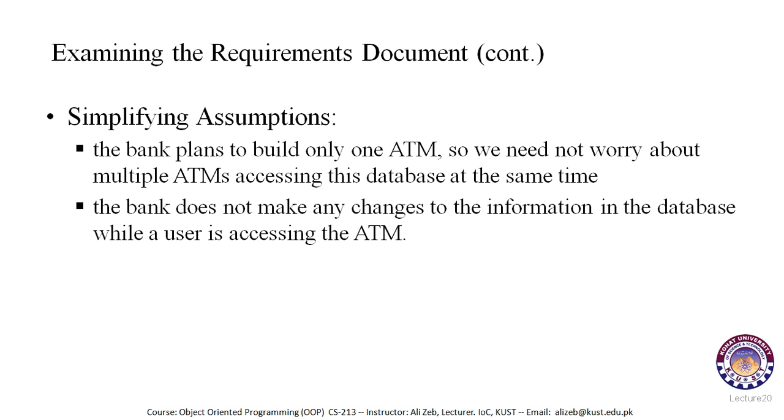Now, there can be issues, and those issues can be covered, for example, in concurrency. But since we are not studying databases and we are not trying to implement the complete system of an ATM, we assume that the record of the user is not accessed at the same time by, for example, the user and the bank.